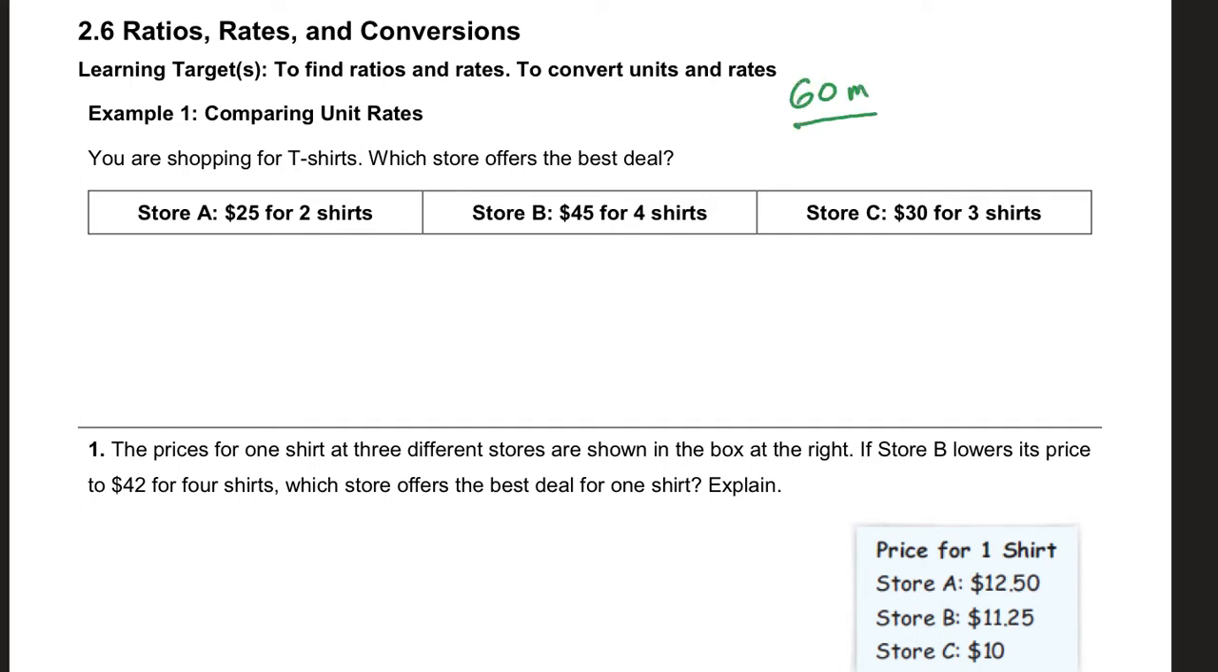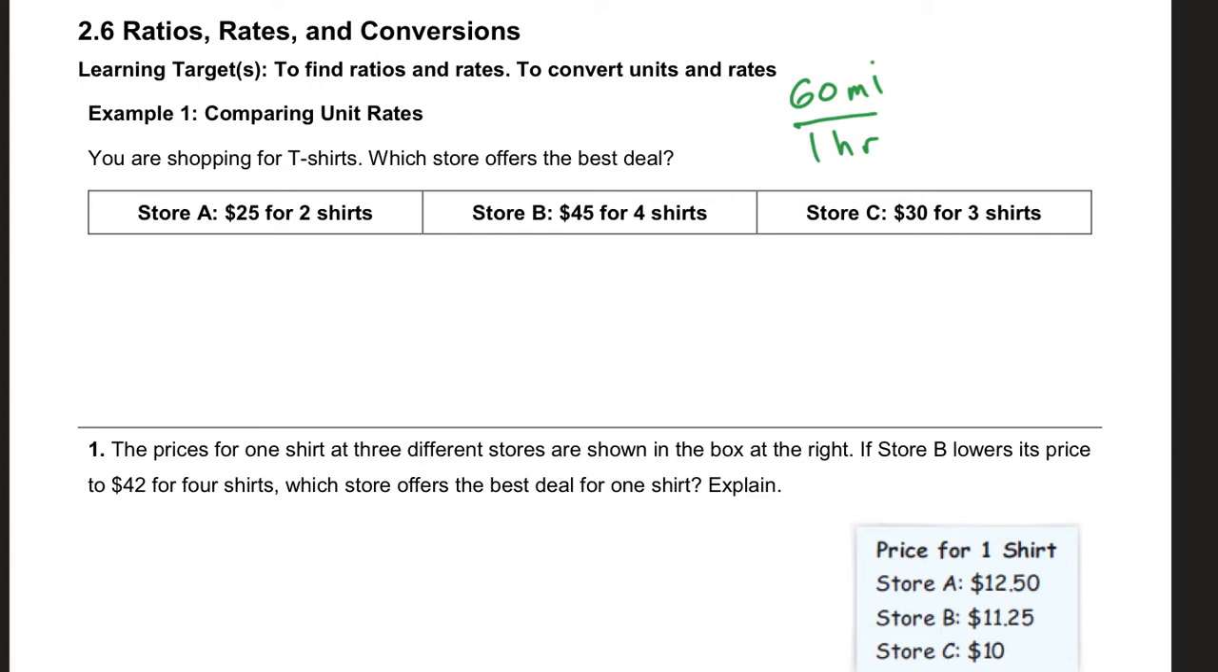You're traveling 60 miles. I'll do that better. 60 miles every 1 hour. So it's a ratio of 2 units where the bottom unit is just 1. Okay, so 1 unit. So to compare unit rates, it says you're shopping for t-shirts. Which store offers the best deal? So store A is a unit rate. The best deal would be the lowest dollars per shirt, per one shirt.